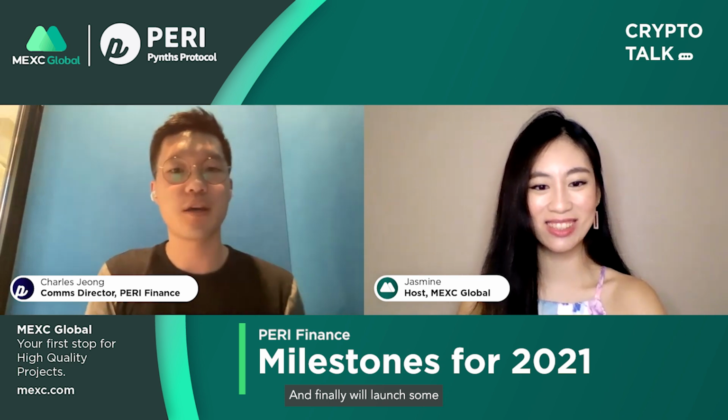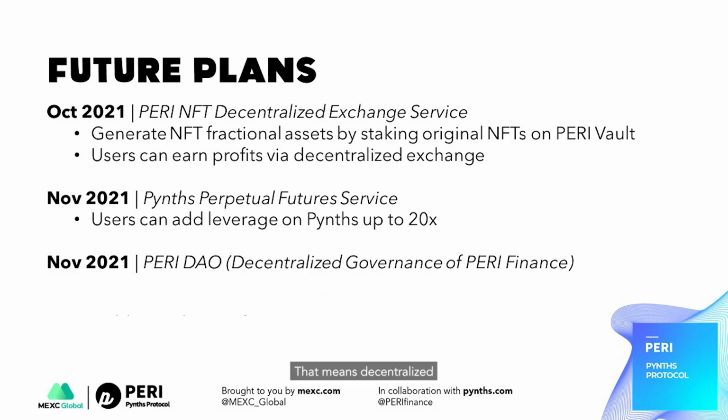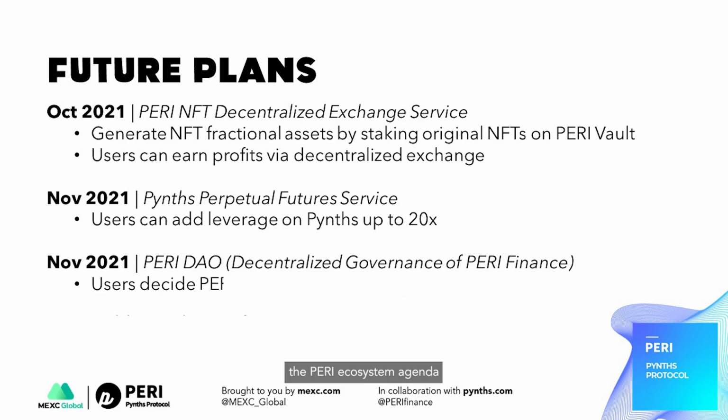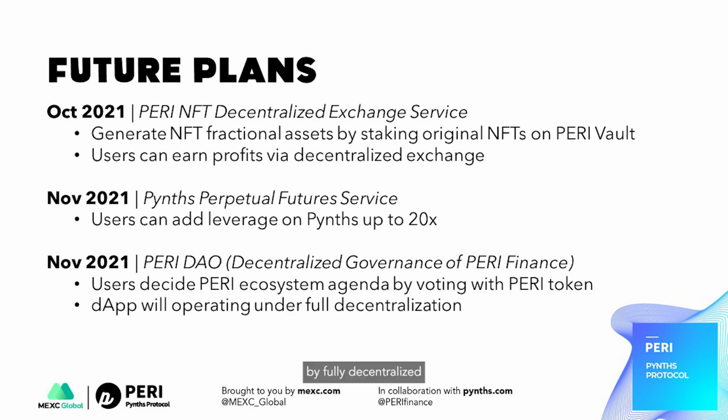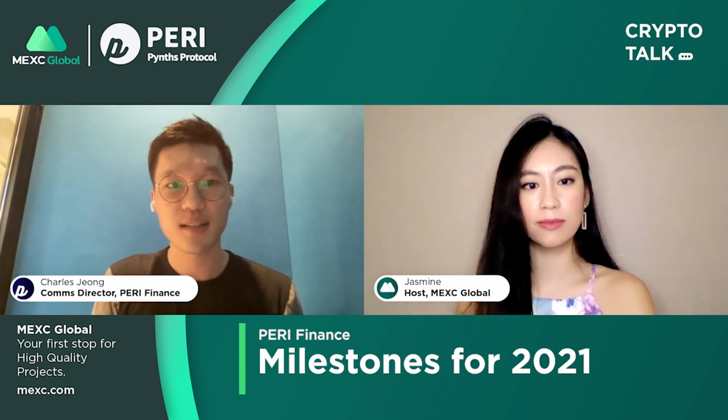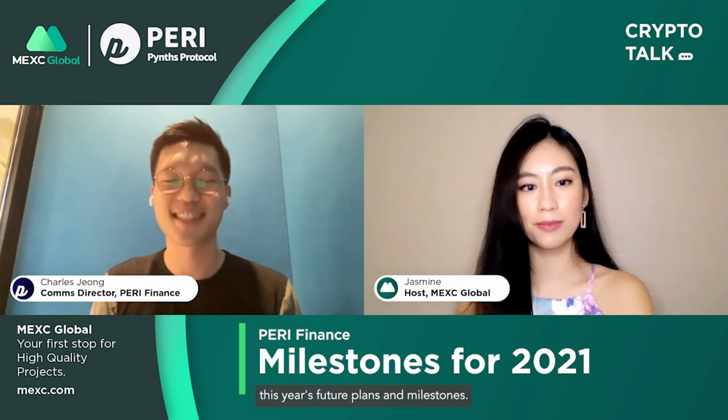And finally, we'll launch PERI DAO. That means decentralized governance of PERI Finance. So in this DAO, lots of users will decide the PERI ecosystem agenda by voting with the PERI token. And this means the app will be operated fully decentralized by PERI DAO governance. And that's this year's future plans and milestones.